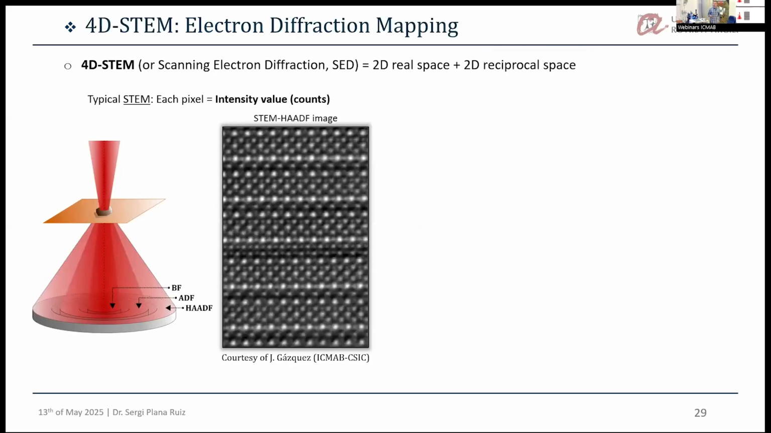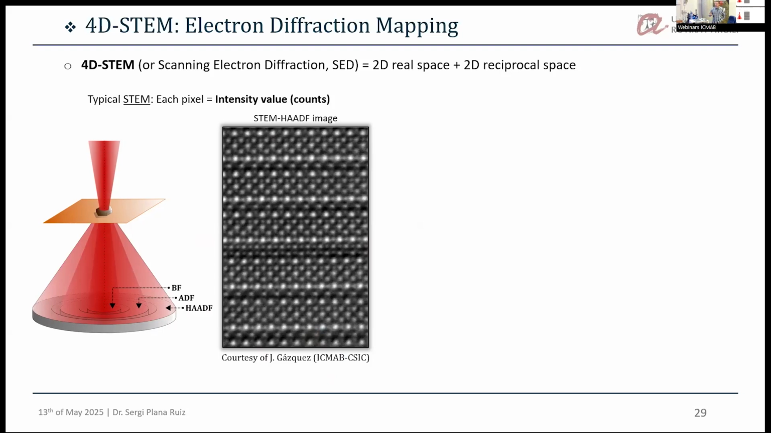Typical STEM relies on acquiring an intensity for each pixel. So when you go to the TEM, we have the beam, and you perform a STEM. This beam is scanning, and we have a detector that, depending on the angular position in which we detect the signal, gives us different images. For example, we can have this very nice image from Jaume, in which you can really see all the atoms. So he sees in real space, I see it in diffraction space.